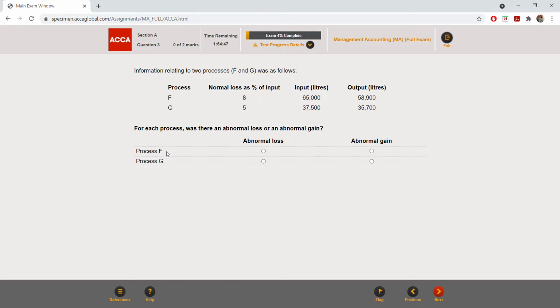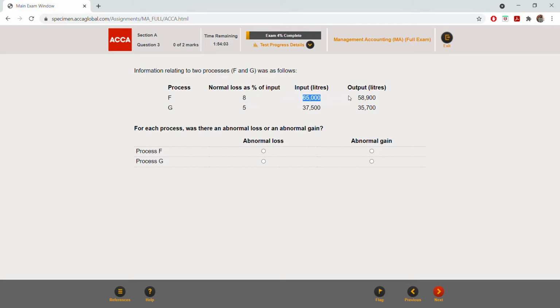So rather than just giving the answer, let me explain how you get it. Okay, starting with process F, forget about process G, just look at F. How are you going to get the expected output? How did they get this 58,900? It is just 8% normal loss, which means 92% into 65,000. Okay, so 92% of 65,000 is 59,800. Just take 92% because 8% loss.